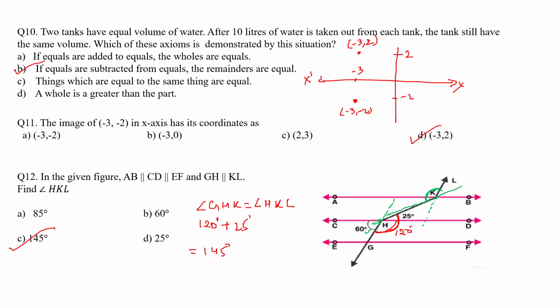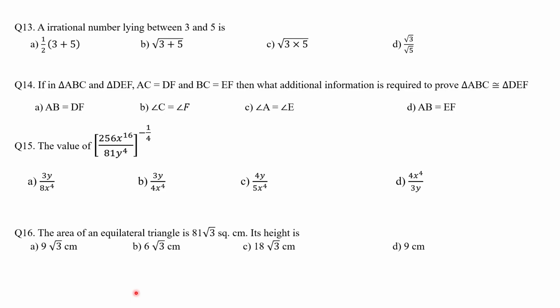Now moving to question number 13. An irrational number lying between 3 and 5. Now this is a very important thing. You have to remember, 3 and 5 are both rational numbers. If you have to find a rational number between two rational numbers, the formula was to find the average of them. So if A and B are two rational numbers, one rational number lying between them will be (A+B)/2. An irrational number between two rational numbers will be root of A into B.